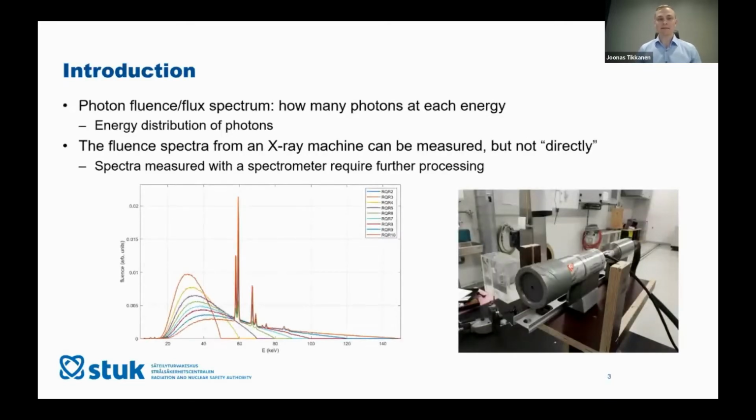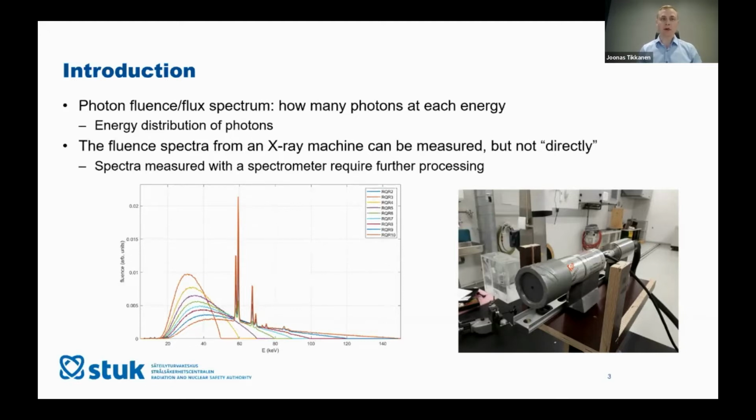And what is the spectrum? So now if we talk about photon fluence or flux spectrum, it means how many photons are coming at each energy to some point in space, or in other words, the energy distribution of the photons. And this distribution can be measured from an X-ray machine, but not directly, so to speak. So if we measure with the spectrometer that you can see on the right in the slide, it requires further processing.